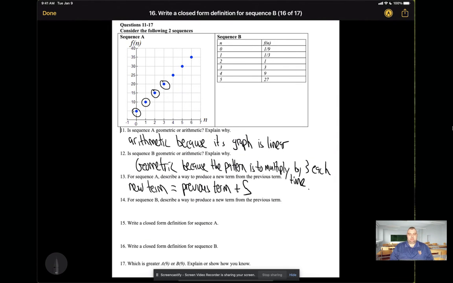For sequence B, describe a way to produce a new term from the previous term. So on number 14, what did we say our pattern was? My pattern is to multiply by 3. So my new term is going to be equal to my previous term times 3.